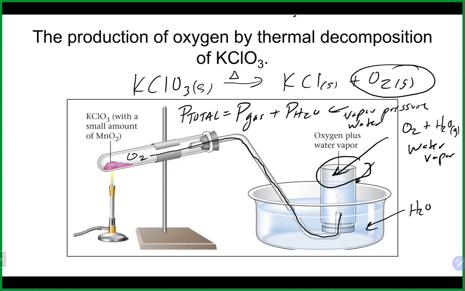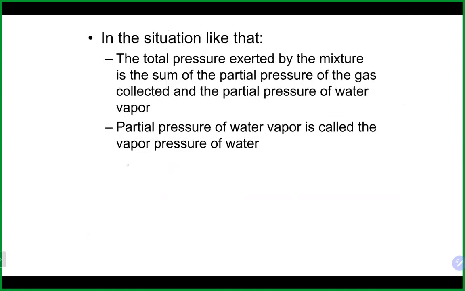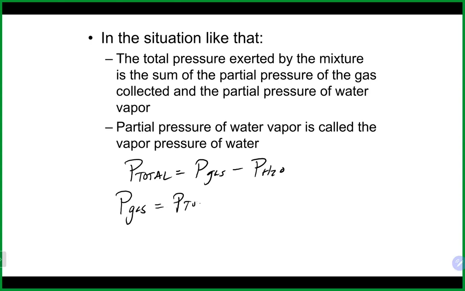And the vapor pressure of water is usually a value that you could look up on a table based on temperature. And in a lot of cases, we're interested in really just the gas. So we could actually rearrange this equation and solve for the pressure of just the gas. In this case, the pressure of the gas would equal the total pressure minus the vapor pressure of water.